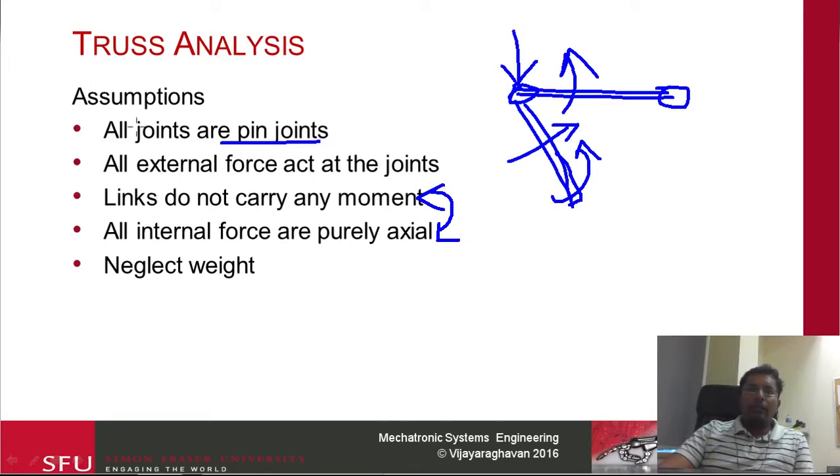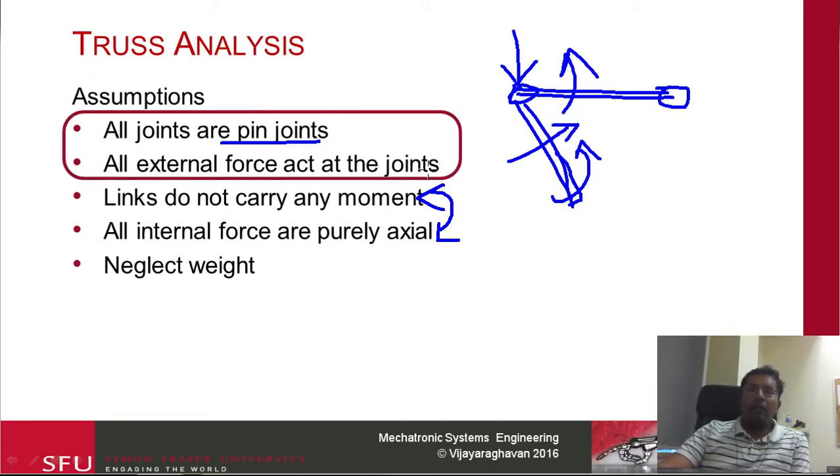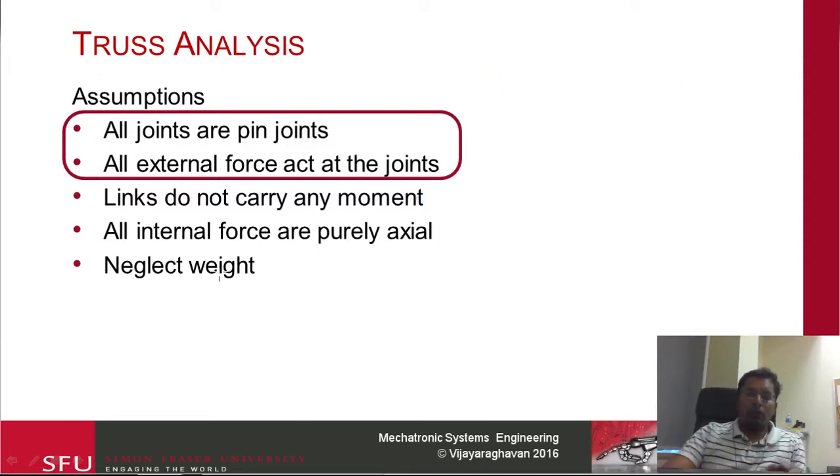So this here is basically saying all joints are pin joints, and all external forces act at the joint, which are the primary references. And then the rest of it kind of follows. Basically, we neglect weight as a normal assumption, and then the rest of it follows suit.